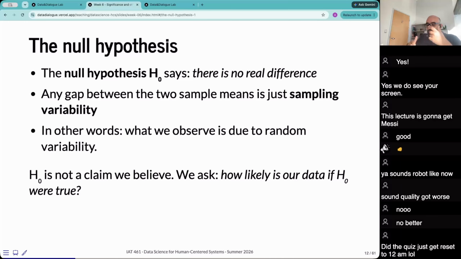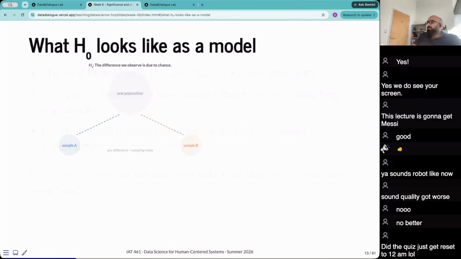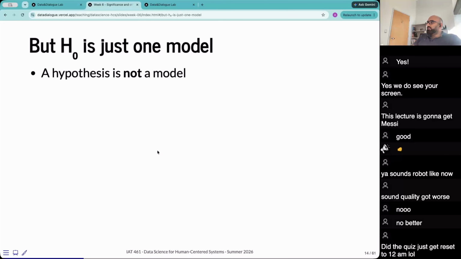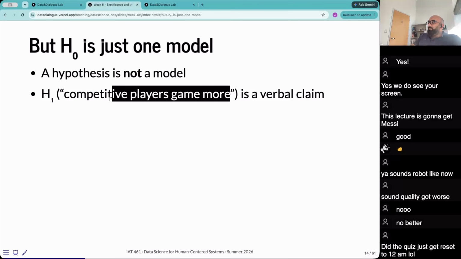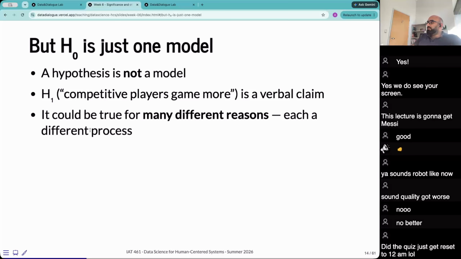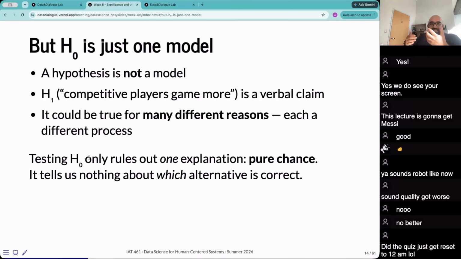Now we're going to look at how we can think about this, okay? So again, we're going to look at this idea, this difference between sample A and B, and say, okay, is any difference noise? So again, this is just a model, right? For example, competitive players play more is a verbal claim. It could be true for many different reasons, right? So this testing of the null hypothesis rules out only one explanation. It doesn't prove our hypothesis.